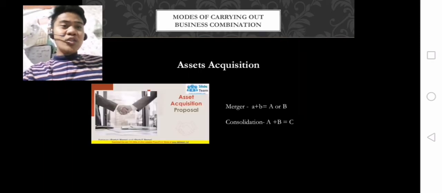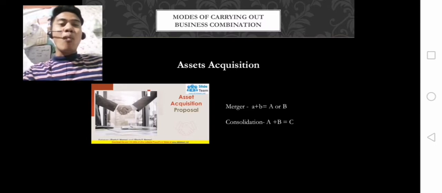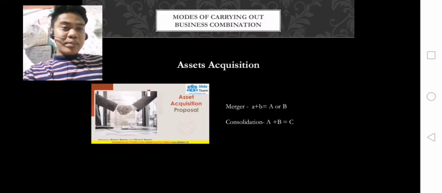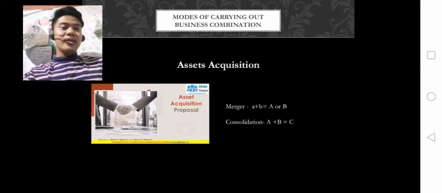Next, modes of carrying out business combination: asset acquisition. In the asset acquisition, all the net identifiable assets are acquired by one business. There are two types of asset acquisition. There will be a merger, where A plus B equals A or B, where one constituent will cease to operate, and the one who acquired will get the acquiree.